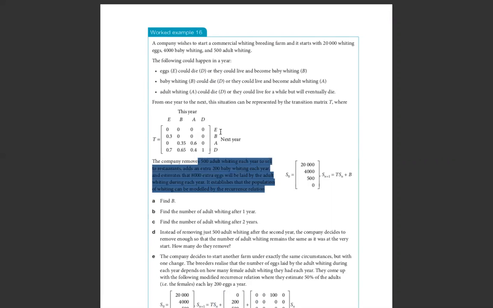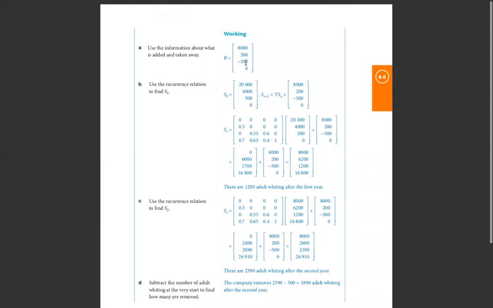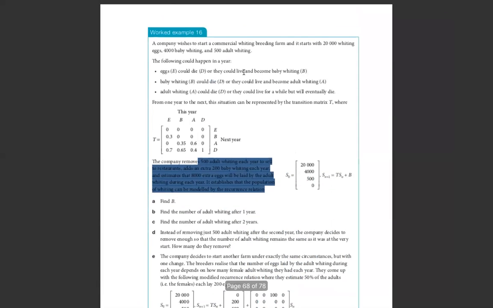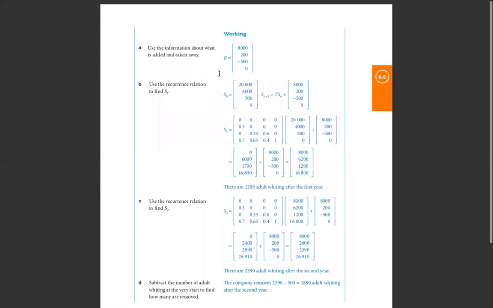For the 500 adults, so for A, it's taken away, so we are putting a minus sign there, minus 500. 200 are added, then 8,000 are added in total, and then nothing is going away. So that's your 0 for D for dying. No one is dying, nothing is given here, so we are putting that 0. Basically we are making a column matrix for this information for part A. So 500 taken away, 200 added, 8,000 extra added, and nothing is dying, so we are representing that by 0 over here. That is the answer for A.